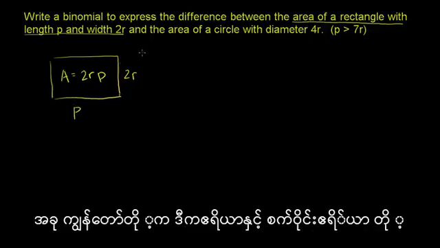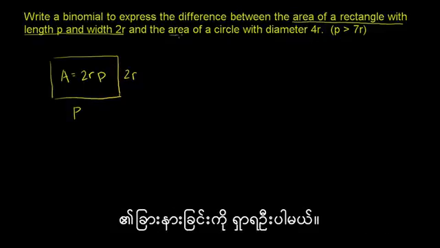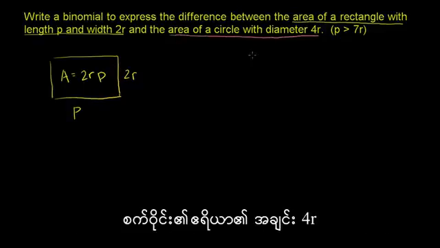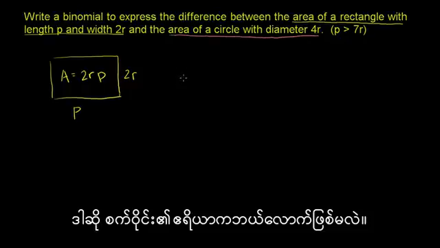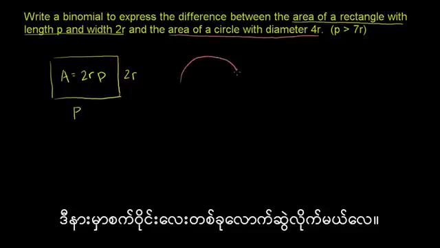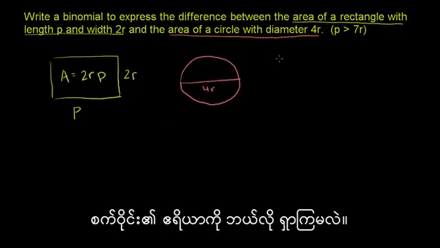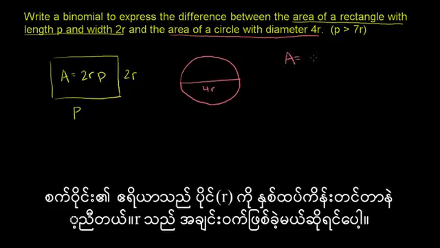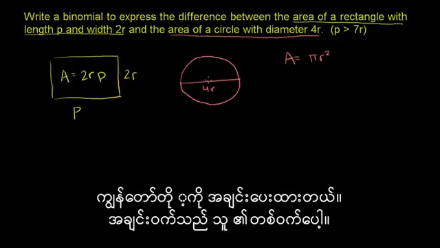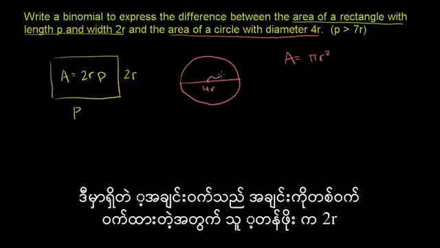Now, we want to find the difference between this area and the area of a circle with diameter 4r. So what's the area of this circle going to be? Let me draw our circle over here. Its diameter is 4r. How do we figure out the area of a circle? Area is equal to pi r squared, where r is the radius. They gave us the diameter. The radius is half of that. So the radius here is going to be half this distance, or 2r.